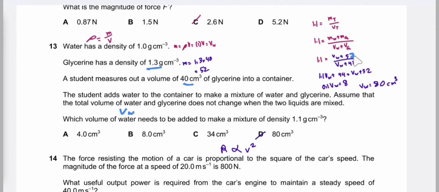So 52, and this would be in gram, divided by the volume of water plus the volume of glycerin, which is given, that is the volume of glycerin is 40 cm cube. So after calculating, we multiply this with this term. So 1.1 W plus this term is equal to this. Then after solving, we get the value of volume of water as 80 cm cube. So the volume of water is 80 cm cube.